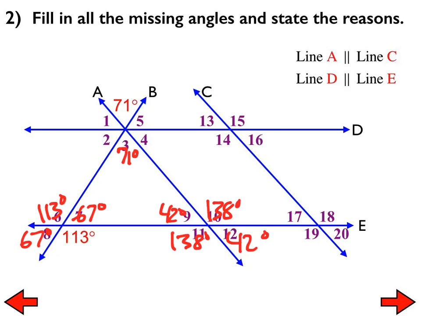Angle 2 is 67 degrees because of alternate interior angles. Good. I'm going to go ahead and fill in angle 5. It's 67 also because of vertical angles. Now what?